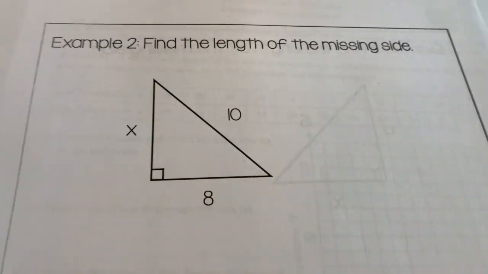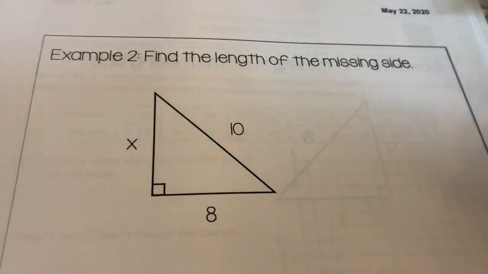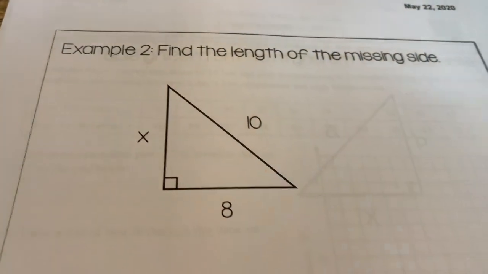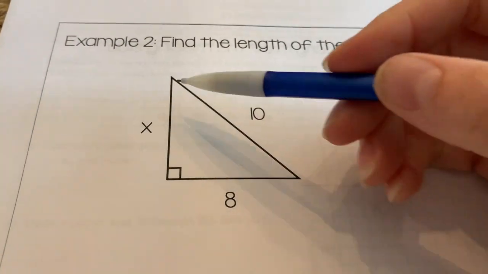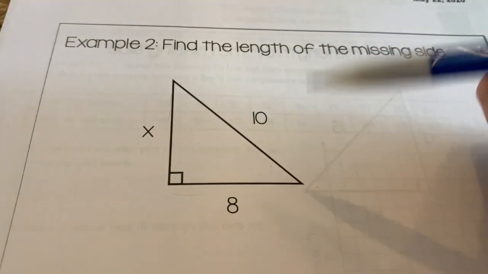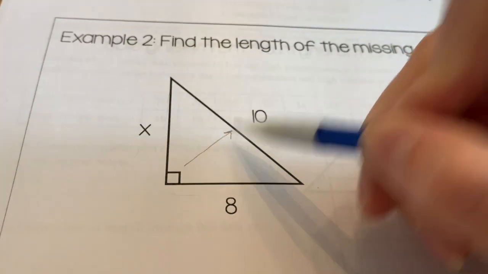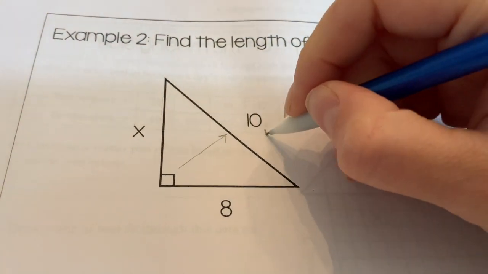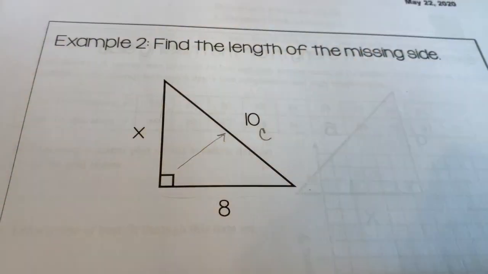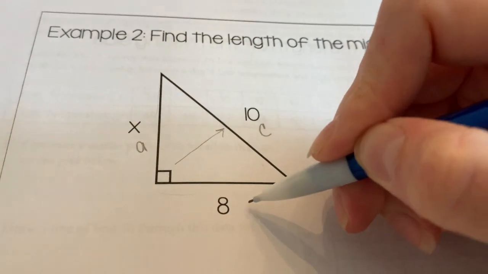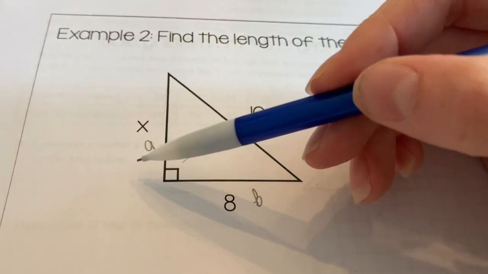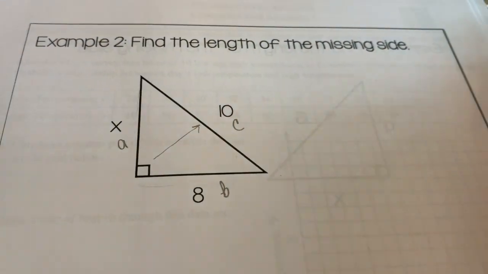Another example. In this case, the X that we're looking for is in a different spot. So first thing we do is we label. I see my L, these are my legs. My hypotenuse is opposite of my right angle, so that's my hypotenuse, which is C. And like I said to you guys, it doesn't really matter which one's A and B, but I generally go from left to right like that.